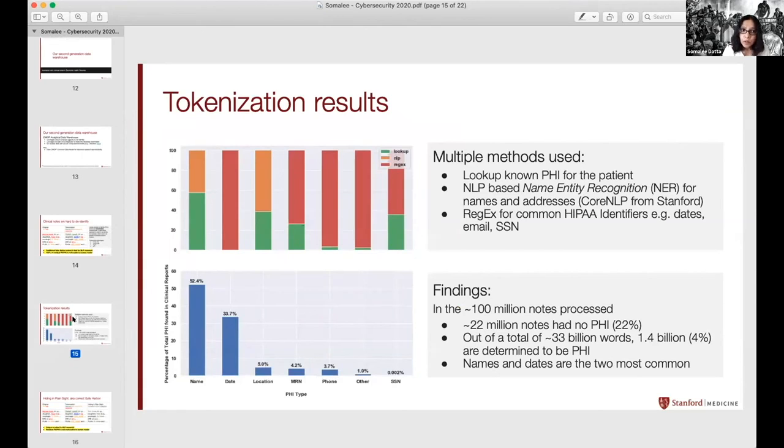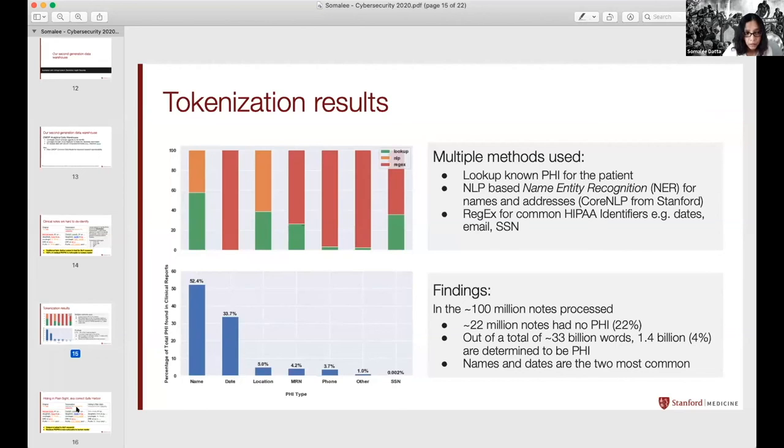So we run tokenization on our corpus, and we use multiple approaches. What we are showing you here is that different entities benefit from different approaches. So, for example, the name benefits from patient lookup and natural language processing, but the best way to get the MRN is again a lookup and regular expression search. And the other thing we find is names and dates are our two most common PHI, but there are many other PHI available in our notes. So of the 100 million notes, 22% have no PHI. Overall, there is 4% PHI in the notes.